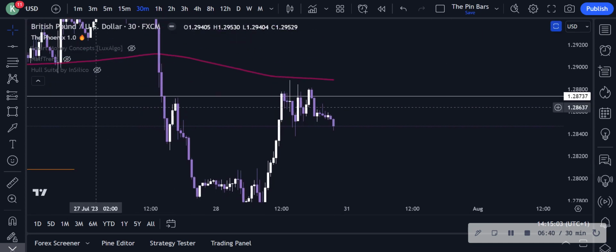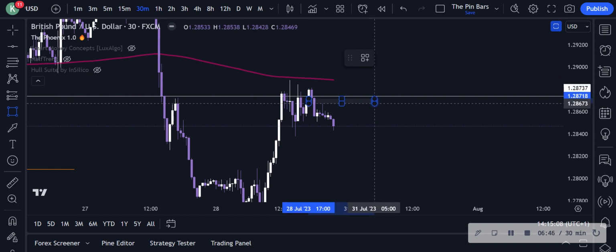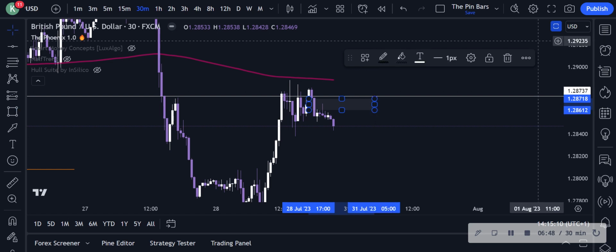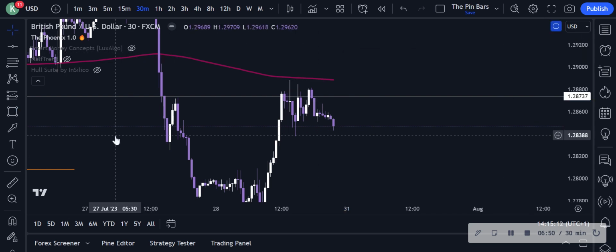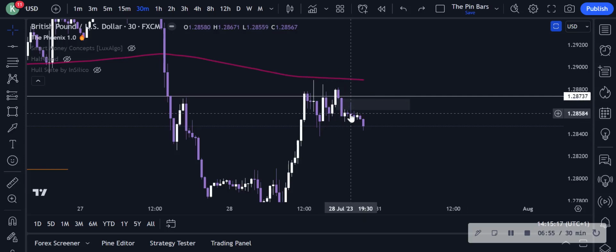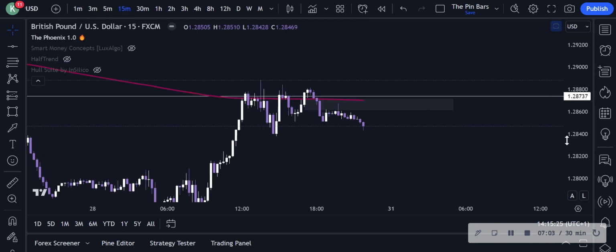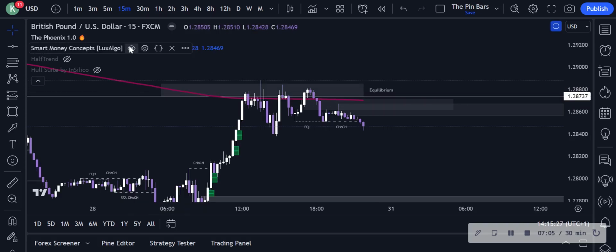What I would like, let's see if there's a fair value gap right here. Yeah, price has already tapped into this fair value gap. Actually, look at that. Okay, I should have deleted it. Look at this. So this is on the 30 minutes. We had a fair value gap right here. Price went right into it and then it dipped.